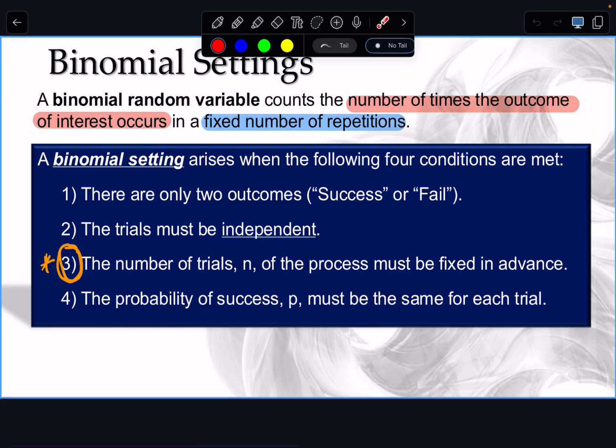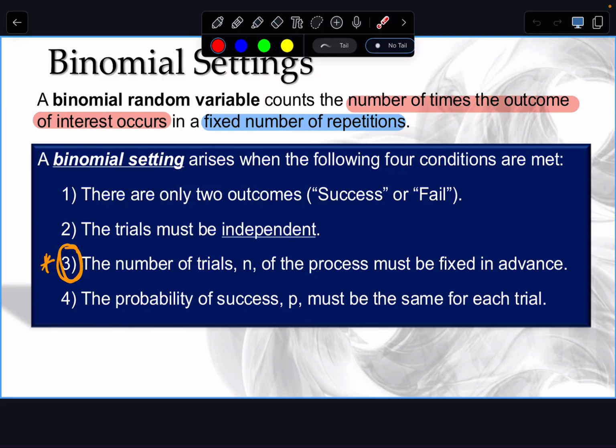And then if you notice on the third one, I have it circled and starred. This condition is what separates a binomial setting from a geometric setting. So when we talk about geometric random variables tomorrow, our conditions are going to look almost identical. The only difference will be this third condition. The binomial and the geometric setting have different things that we look for.